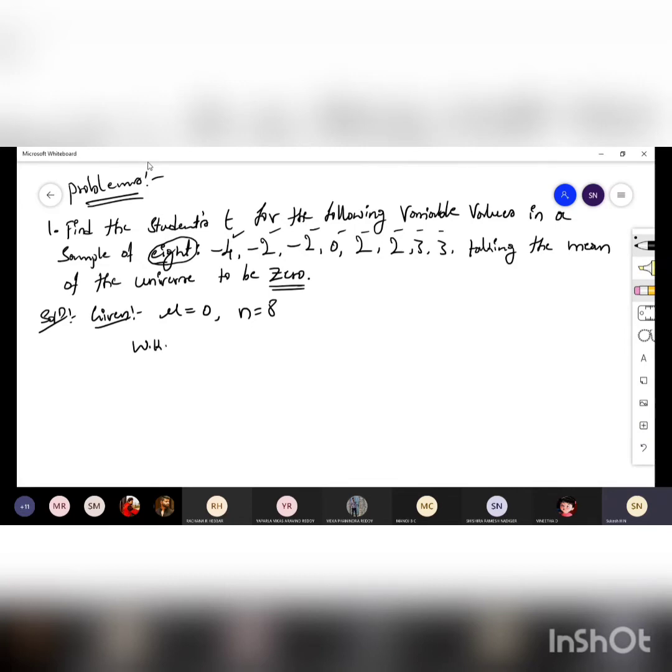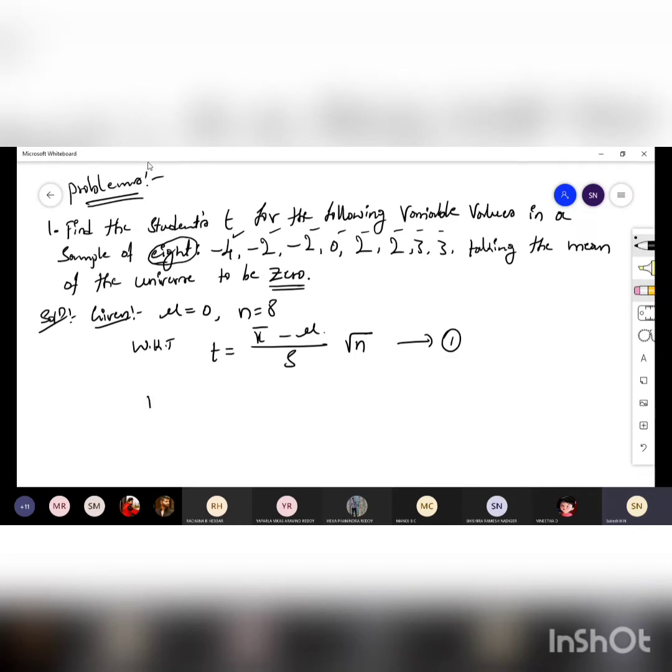And we know that we should write the formula t is equal to x bar minus mu divided by s into square root of n, call it equation number 1. Here we already know the value of mu, that is 0, and n is 8. Now our aim is to find out the value of x bar and s.